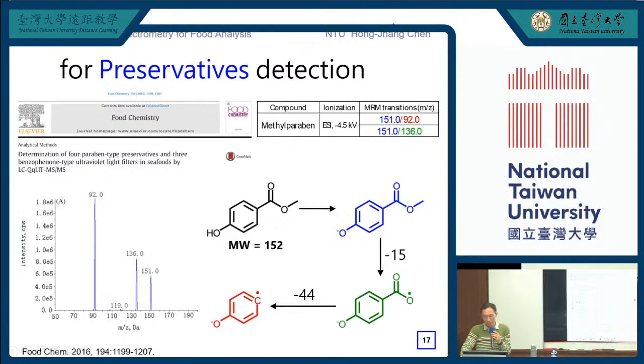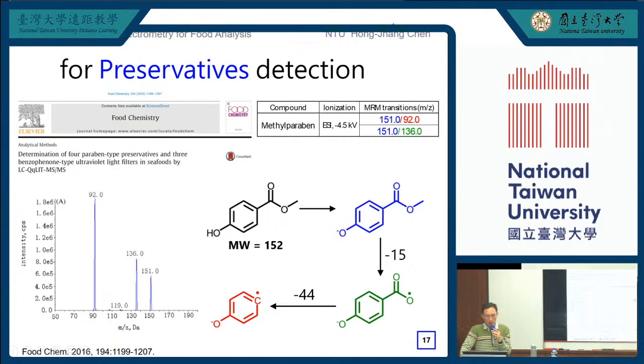For this experiment, the target compound is methylparaben, a preservative in food. The molecular weight is 152. After ionization with negative ESI, the ion will appear at M over Z 151. And then we can fragment this ion by the collision cell. This one will fragment into two compounds. This one is 136, and this one is 92.